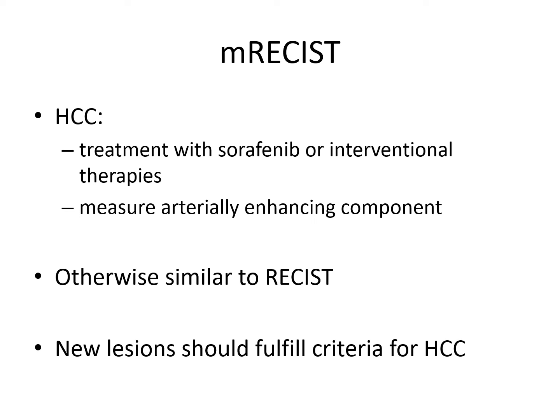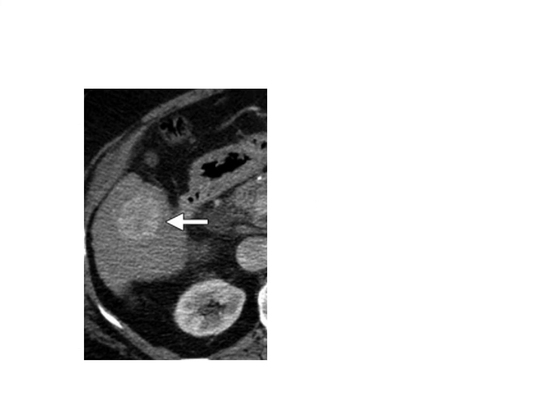mRECIST is a similar concept to RECIST, but it's adapted for HCC. Okay, and then the key principle with this is that you measure the arterially enhancing component of the HCC. Otherwise, the principles are similar. Okay, and new lesions must fulfill the criteria for HCC, so it should arterially enhance, wash out, etc. And then that's counted as a new lesion. So it's just like RECIST, but using the concept of arterial enhancement and the other criteria of washout.